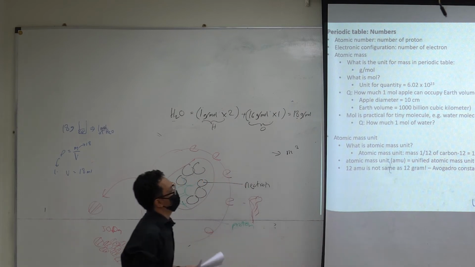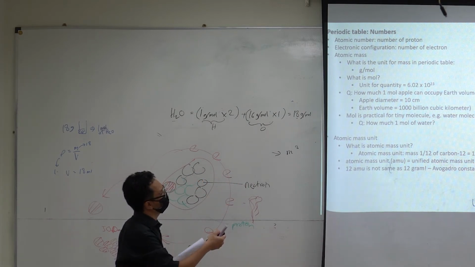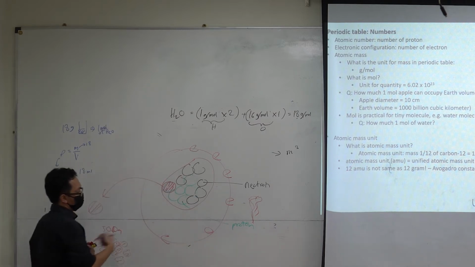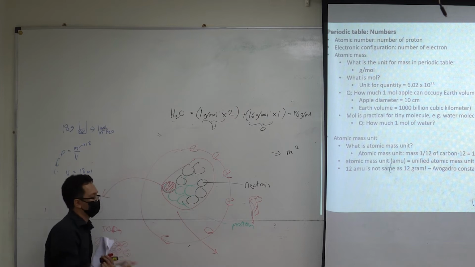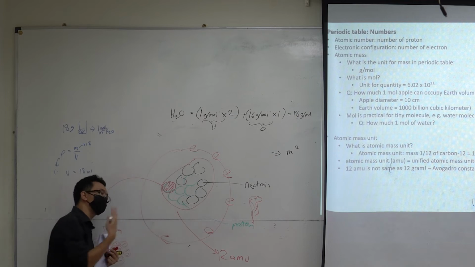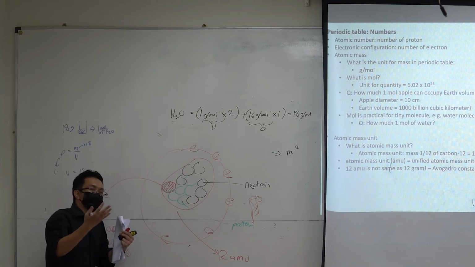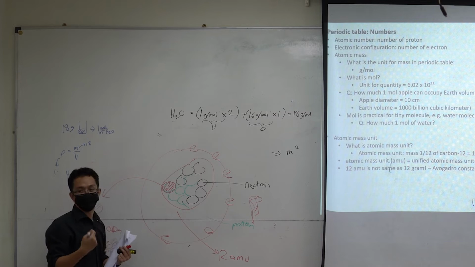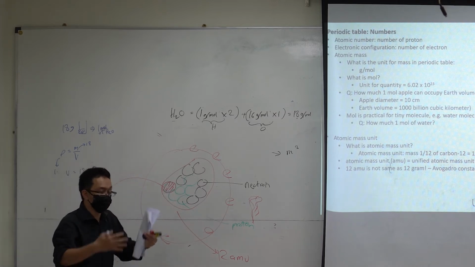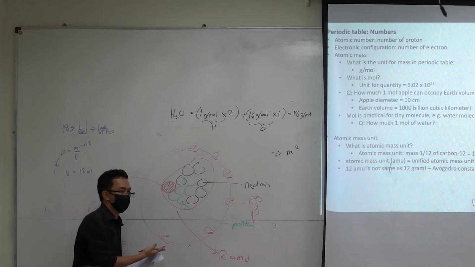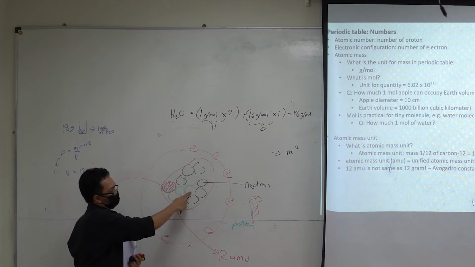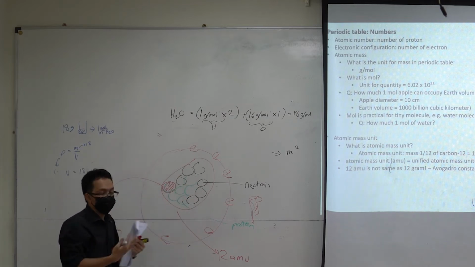For example, if you look at carbon here, it should have a mass of 12 AMU, right? Because there are 12 particles. Remember, the electron is so light, comparable to these. So what makes up the atomic mass is basically the nucleus, not the electron. So we learn about the AMU. Carbon has 6 protons and 6 neutrons, so the mass is 12 AMU.